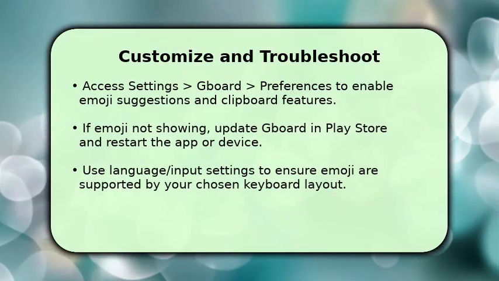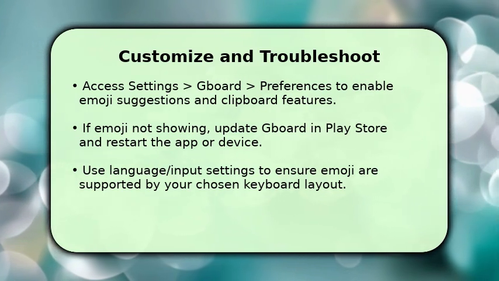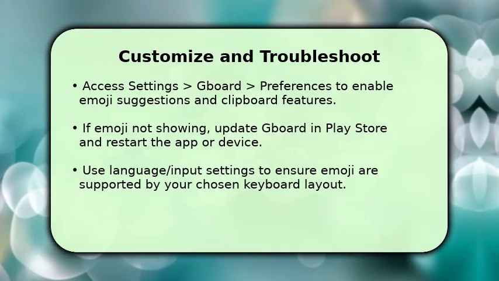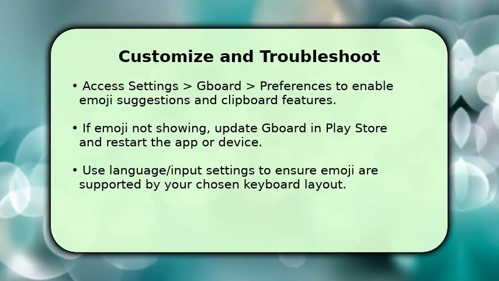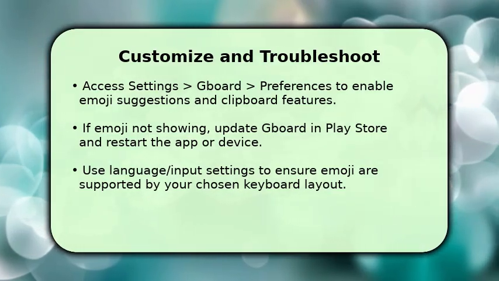Open Gboard settings and enable emoji suggestions and personalized stickers so the keyboard predicts emoji while you type. If emoji won't appear, check for an app update in the Play Store and restart your device. Incompatible app versions often block the emoji panel.